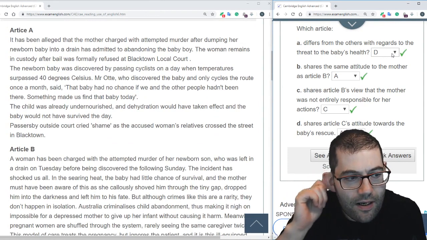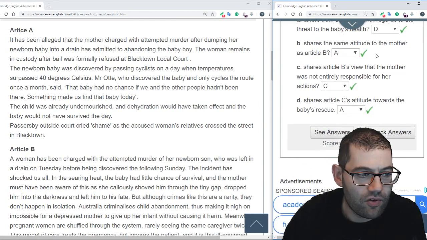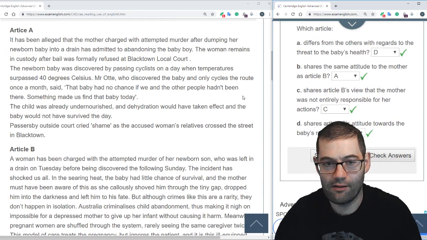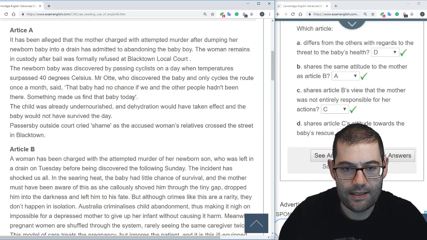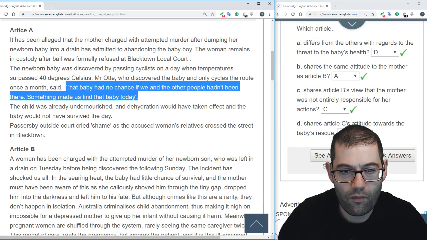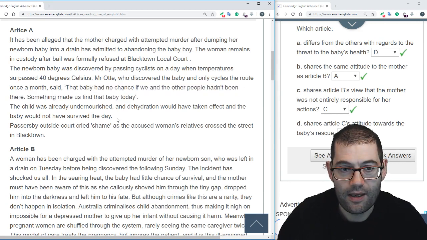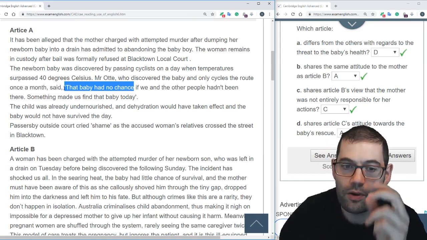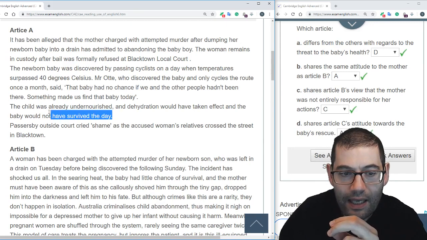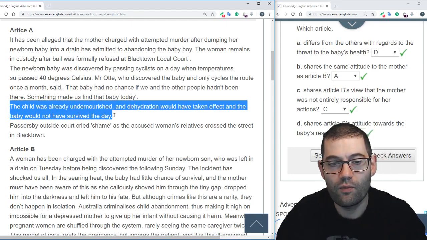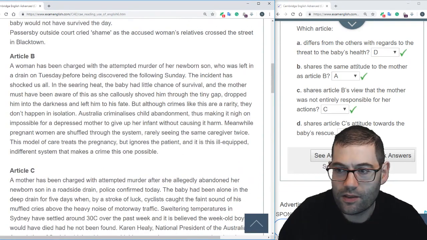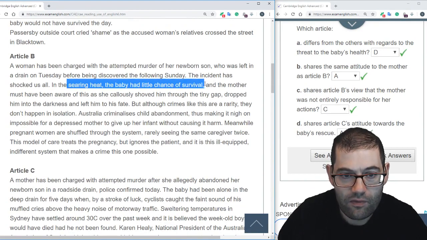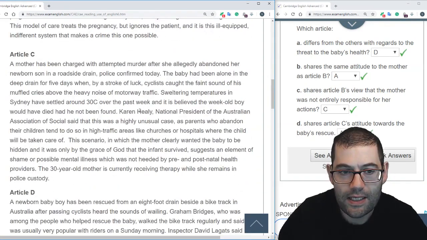As you can see above my head, those are the answers. The answer is D, A, C, and let me just scroll up, A, F for question number 4. So A differs from the others with regards to the threat to the baby's health. Article A says the baby had no chance, in other words, it would die. The baby would not survive the day. Although this is a quote, we've got to be careful with quotes because the quote isn't necessarily the article. This, however, is what the article is saying. It's unquoted: the baby would not have survived the day. Article B says the baby had little chance of survival. In other words, it was going to die.